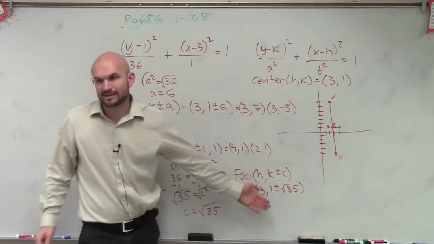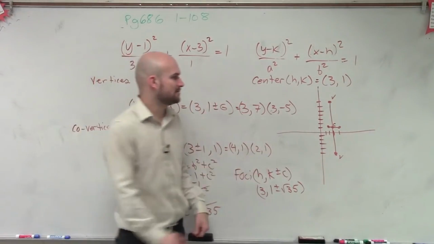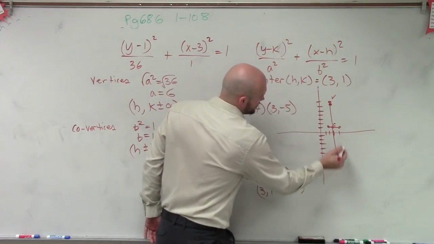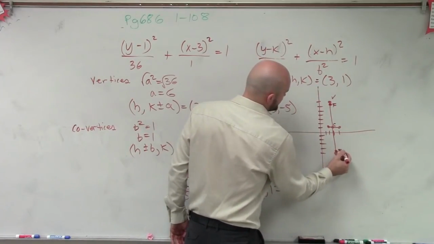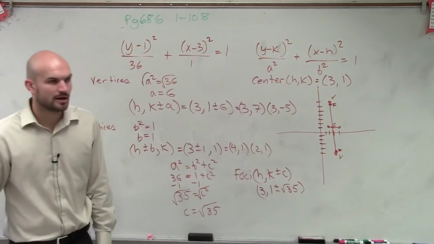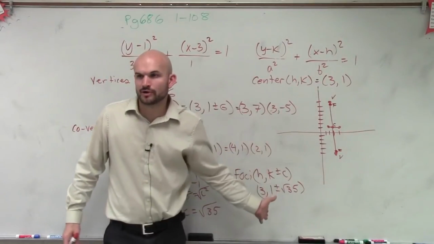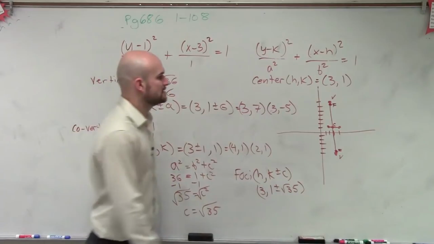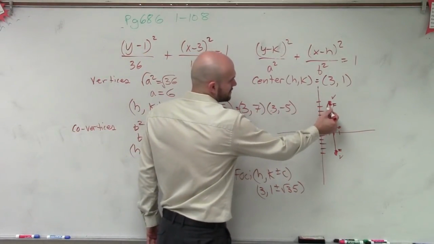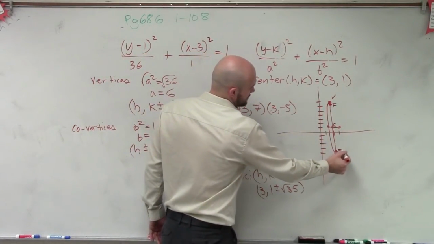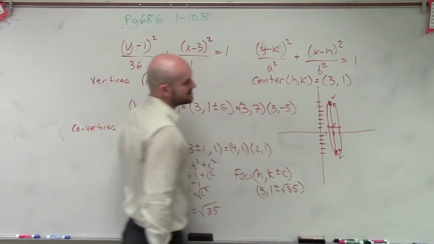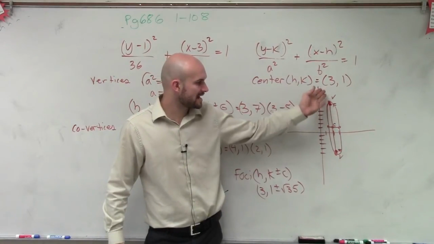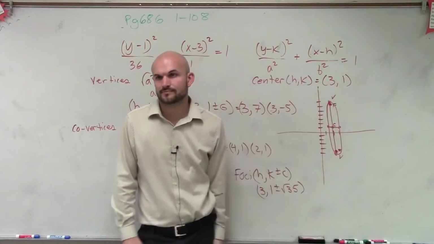Now, I can't evaluate this. We could go to decimal form. And when you guys do get to decimal form, you're going to see that your foci are going to be right next to your vertices, because as we talked about, the square root of 35 is 5.9 something. All right, so now just to go and graph it, connect my vertices and my co-vertices, and there it is. So now what I've done is showed you the center, the foci, the vertices, and the co-vertices.